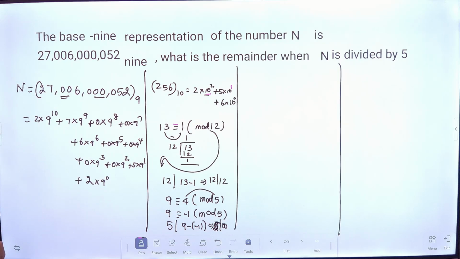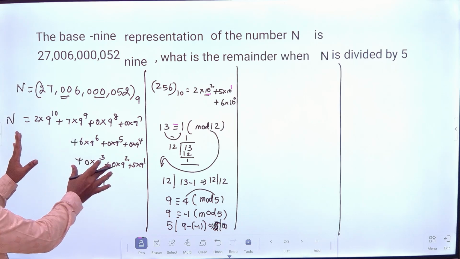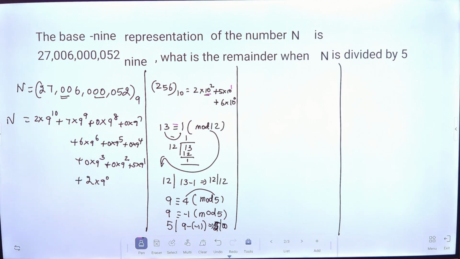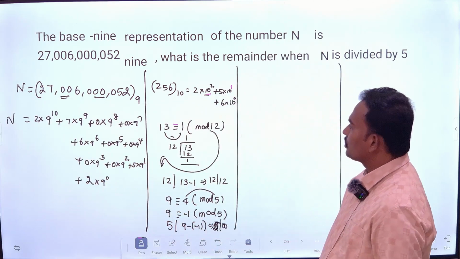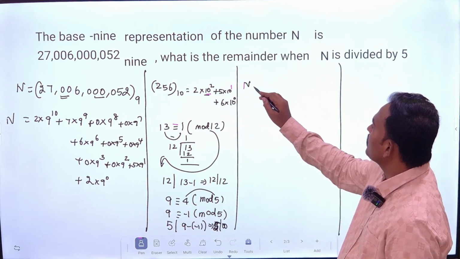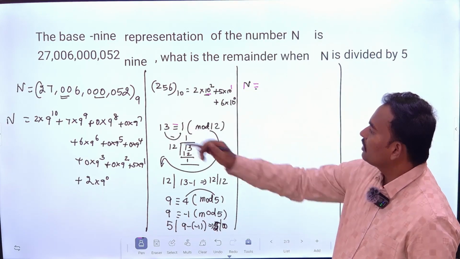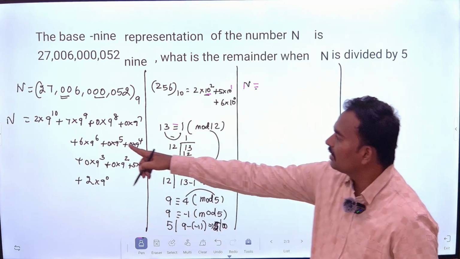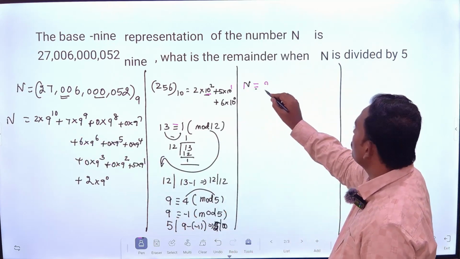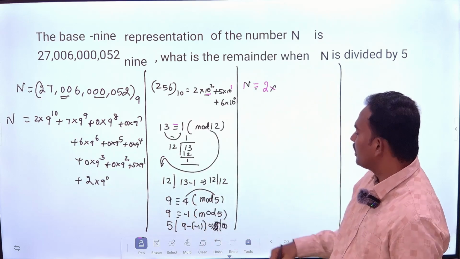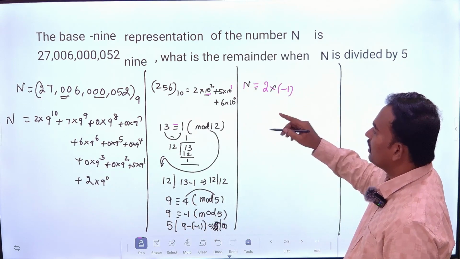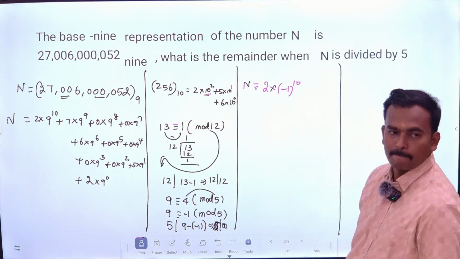Now what we can do here, just use the congruency. So n is the complete expression, and you just divide it by 5. You already know that 9 is congruent to minus 1. When you divide n by 5, the 2 into 9 is equivalent to minus 1, so 2 into minus 1 to the power 10. Understood?